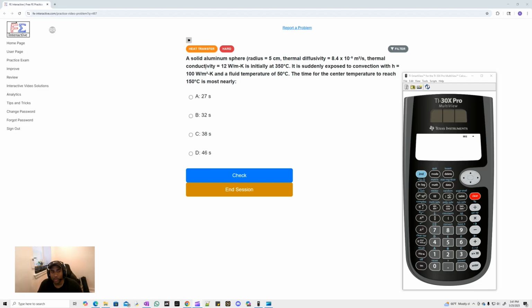The first thing I like to do is read through the problem slowly and just see exactly what they're asking me for. So we're going to do that first. A solid aluminum sphere is pretty much hot initially, and it's exposed to convection. And as it's exposed to convection, we're looking for the time that it's going to reach a certain temperature. So we have a sphere. It's hot. It's dropped into a cooler fluid, and it reaches 150 degrees C.